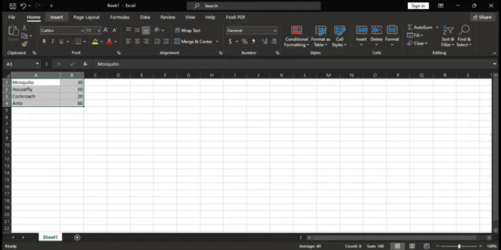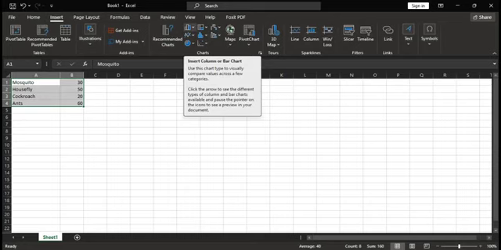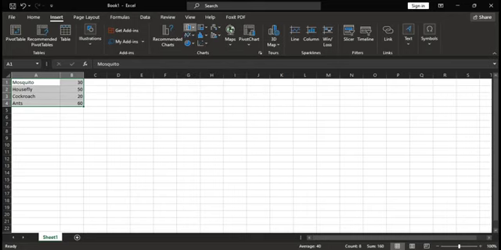Then the next thing is to highlight all of them. Click on insert. You want to insert a graph. You click on insert. You come to where you have charts because you want to plot a chart. Looking at the chart, you have the line graph, the pie chart, and the rest of them. But what we need here is the bar graph, the bar chart. So we click on this bar.